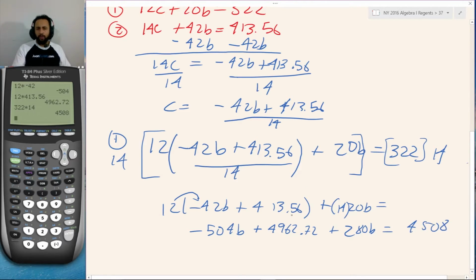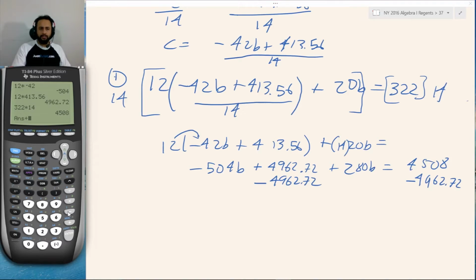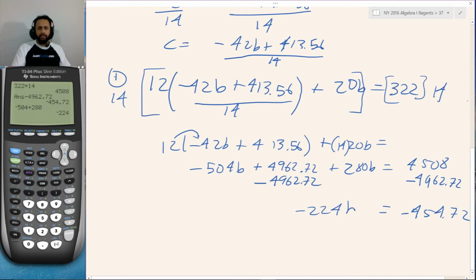Good. Now, I'm going to subtract 4962.72 from both sides. Okay, equals negative 454.72. Okay, and then on this side I get negative 504b plus 280b by combining like terms. And I get negative 224b. Now don't be scared about the negative number because the left side and the right side are both negative. So when I divide by negative 224, I'm going to get a positive number on both sides.